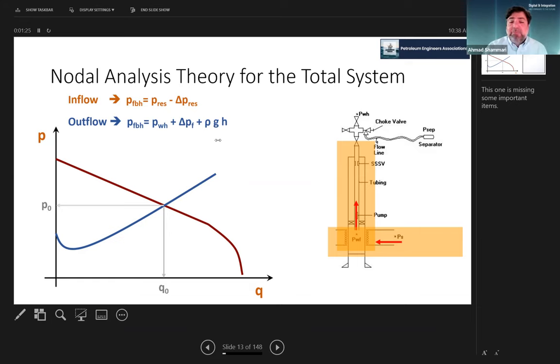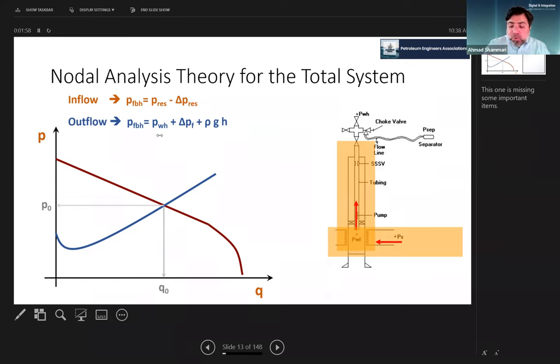Okay? If I tell you, for example, the productivity index, is it an inflow component or an outflow component? You have to tell me what? It's an inflow component, because it affects the pressure drop in the reservoir. Skin, is it inflow or outflow? It is an inflow component, right? So when I tell you the choke size, is it an inflow component or an outflow component? You have to tell me outflow component. Why? Because the choke size will affect the wellhead pressure, and so on.